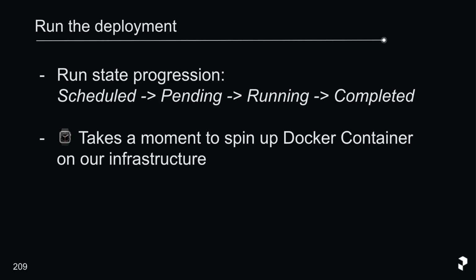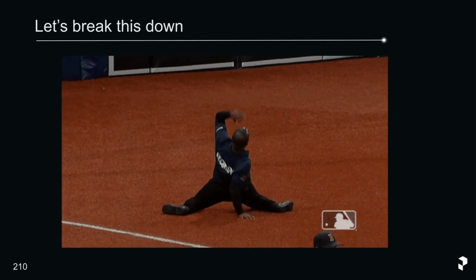Building off of our previous knowledge with states, if you kick off a new deployment, you will see the natural progression of a flow run between the following states, from scheduled to pending to running to hopefully completed. It'll take a moment to spin up the Docker container on our infrastructure, so don't be too upset if it doesn't kick off immediately. Alrighty, let's break this down.